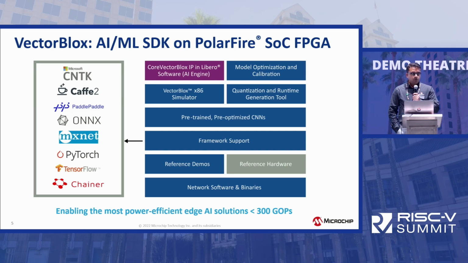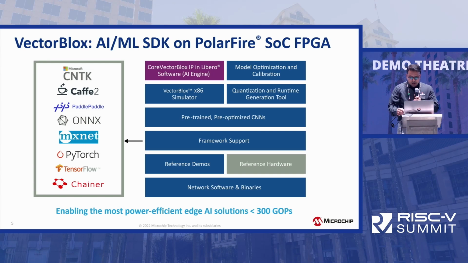So even before you ever touch one of our FPGA boards, you can just use the VectorBlox simulator and have a sense of what kind of performance you're going to get. So the entry barrier is really low. You can get started with this pretty quickly. Our recommendation is that if your application is going to need less than 300 GOPS of performance, chances are our FPGAs would be really ideal for you.